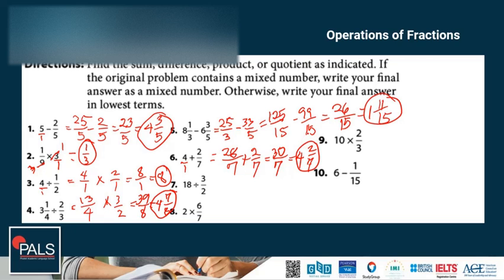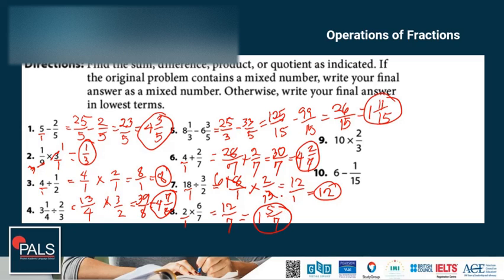Okay, number 7. So 18 over 1 times 2 over 3. Okay, 18 can be simplified by dividing both of them by 3. So 18 divided by 3 is 6. So 6 times 2 is 12 over 1, which is equal to 12. Number 8. Okay, 2 over 1. So 2 times 6 is 12. 1 times 7 is 7, which is equal to 1 and 5 over 7.